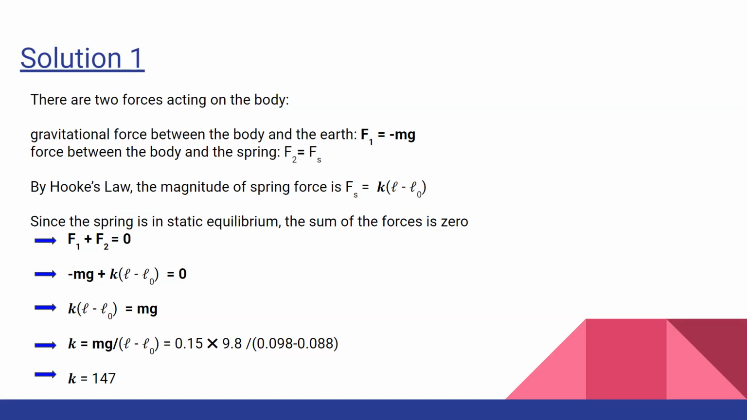All of these values are already given, so we can just substitute them in. m is 0.15, g is 9.8, L is 0.098, and L0 is 0.088. If you plug that into a calculator, we get k is equal to 147. So any questions? Okay, I'll take that as a no.